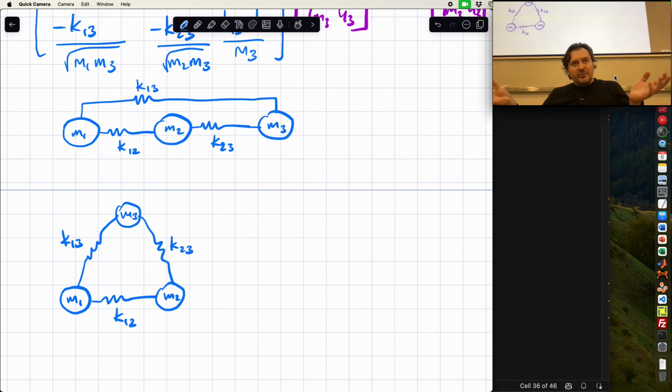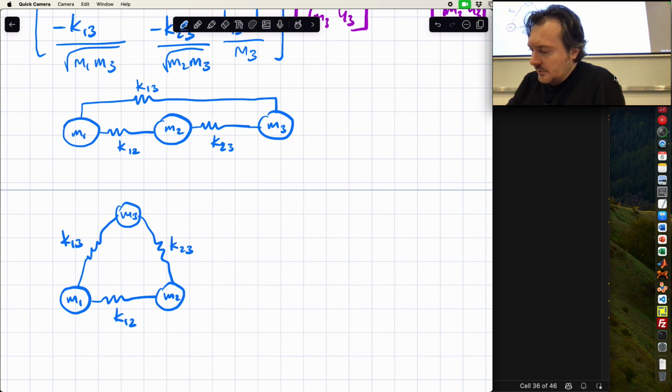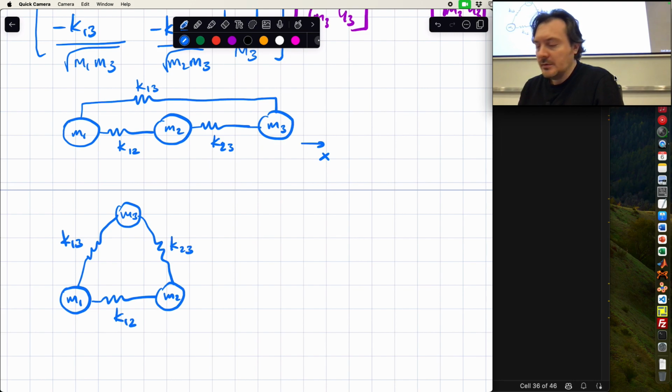It was 1-dimensional, now it's 2-dimensional. Any ideas? Okay, degrees of freedom will be doubled. Yes, very good. What do you mean by that? You mean that here it was only moving in x, right? Now they will all be moving in both x and y, right?